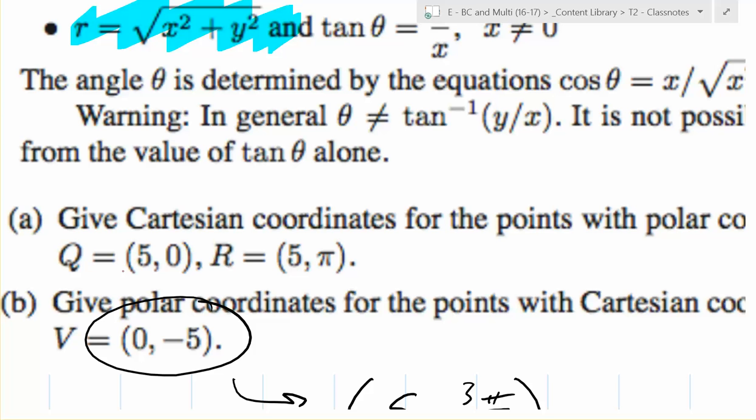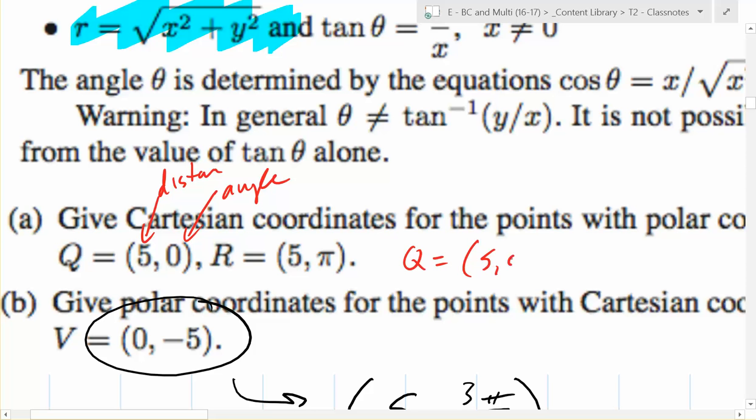It's 5 units away from the origin, and it's on the positive x-axis because it's forming an angle measure of 0. That's angle and distance, exactly. So on this first one, what's Q going to be in Cartesian coordinates? 5, 0, right? Over 5, up 0. Some points are the same. Anything on the x-axis is going to be the same, right?